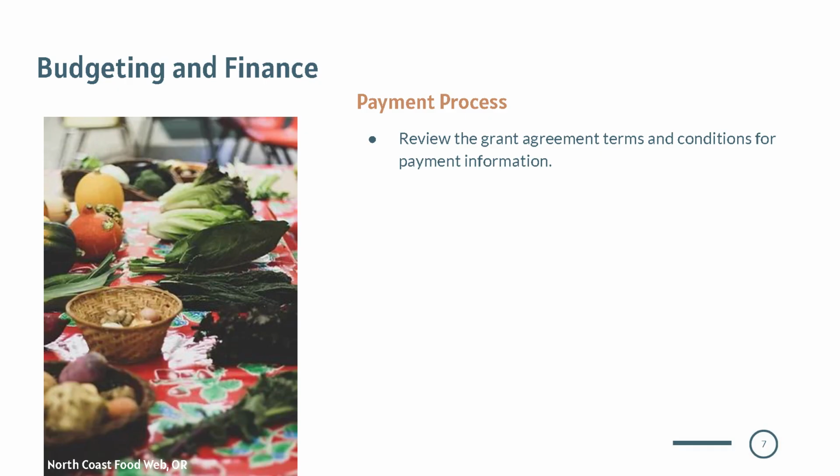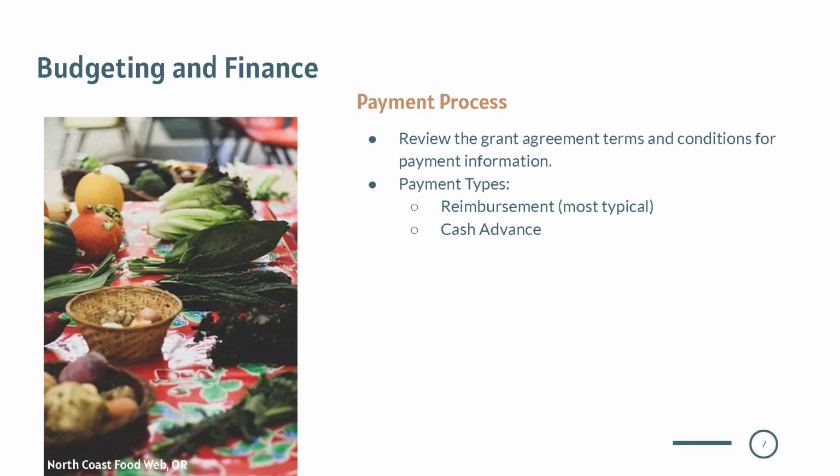Different USDA programs have different processes for how grantees receive their funds. So it's important to carefully review your grant agreement's terms and conditions to understand how payments will work for your specific grant. There are three main payment types. Reimbursement. This is the most common payment method. With reimbursement, you'll first pay for your grant-related expenses, and then the USDA will reimburse you for those costs.